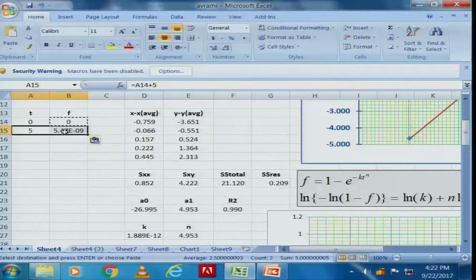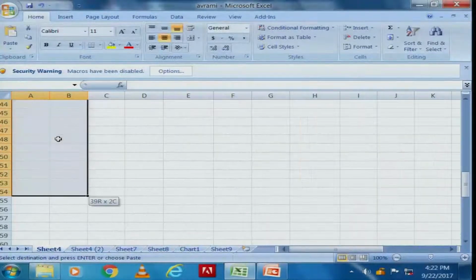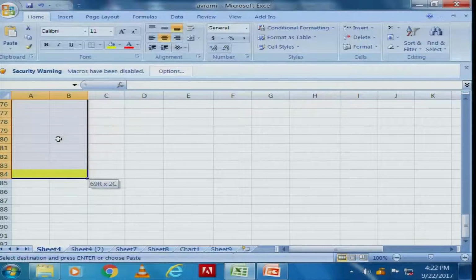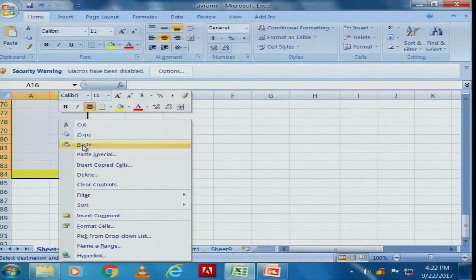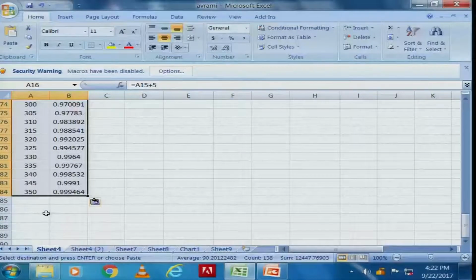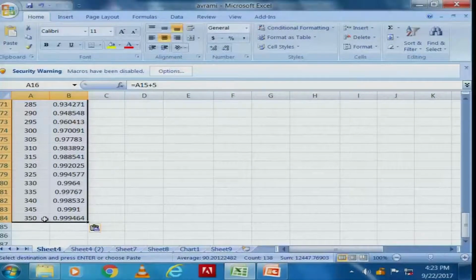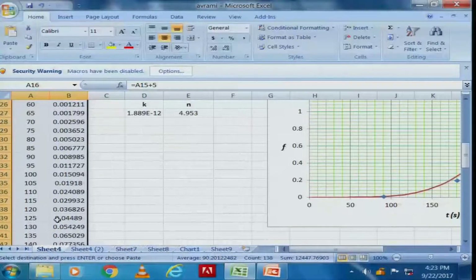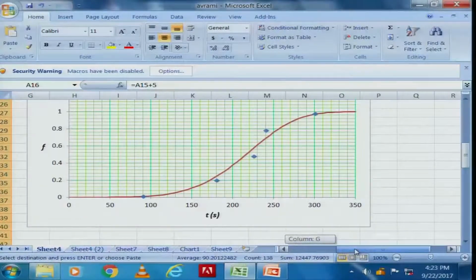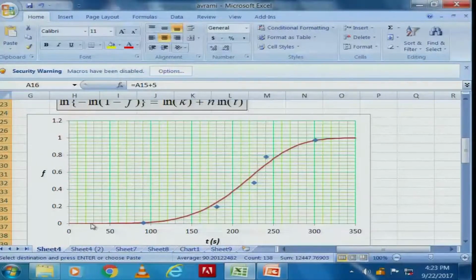Now, I can copy these values down here, paste it here, and I get a set of values up to 350 seconds. And on the right you will see a graph has emerged of the line passing on a graph of fraction transformed versus time in seconds as a curve, and it follows quite closely to the experimental data.